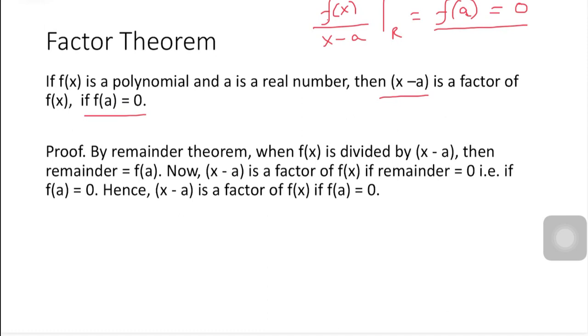And the proof is by using the remainder theorem. When f(x) is divided by x minus a, the remainder equals f(a). Now x minus a is a factor if the remainder is 0, and if f(a) equals 0, then x minus a is a factor of f(x), right? I hope this is clear to you guys, and this is well written here also.